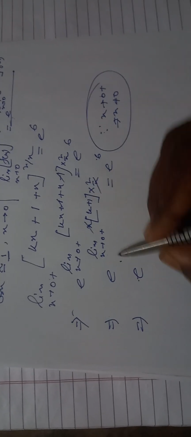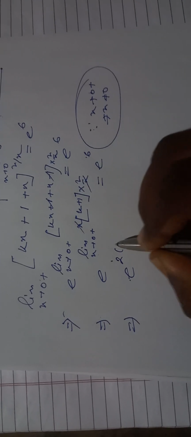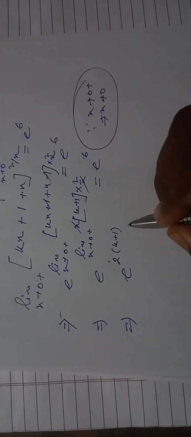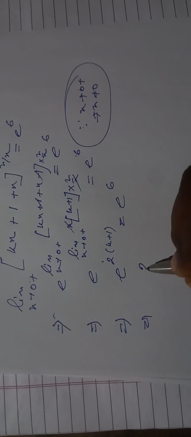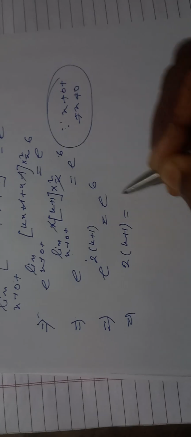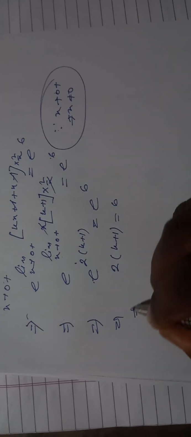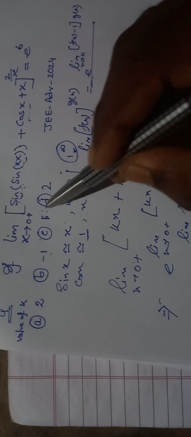So e to the power 2 into (k + 1) will be on the left hand side, and on the right hand side e to the power 6. Now the bases are equal, therefore the powers will be equal. Very basic formula of indices, and your k will become 2. So the correct option is 2.